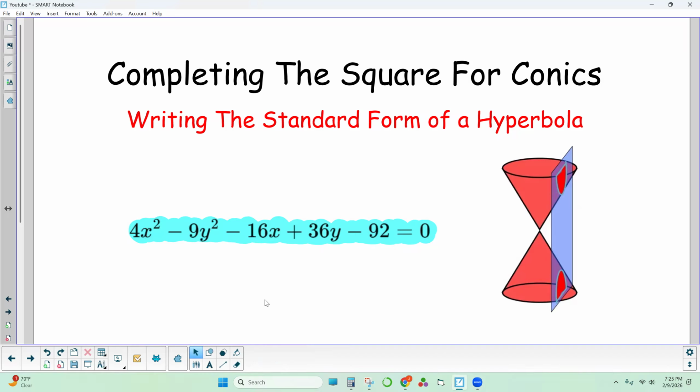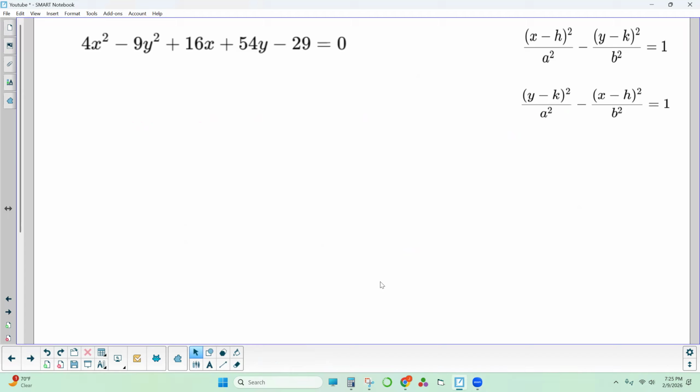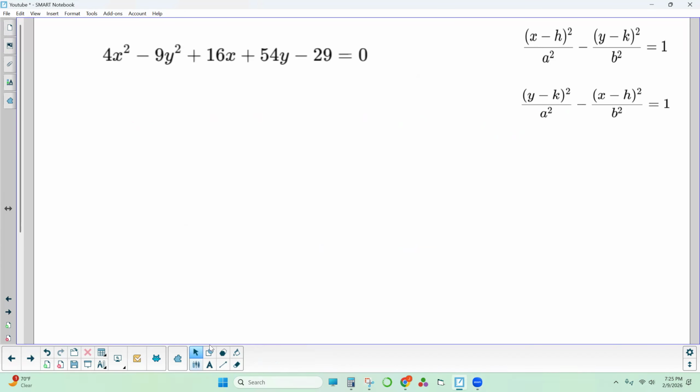Today I want to make a quick video on writing the standard form of a hyperbola from a general form like you see here by completing the square. Okay, so let's look at an example. Here we've got an equation that is in some general form.